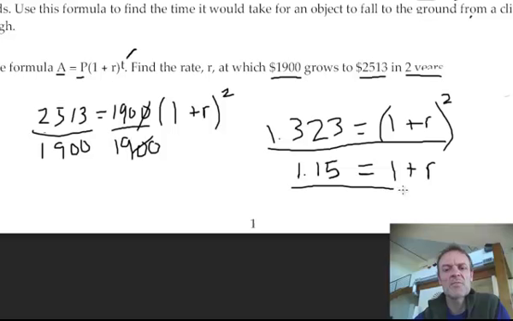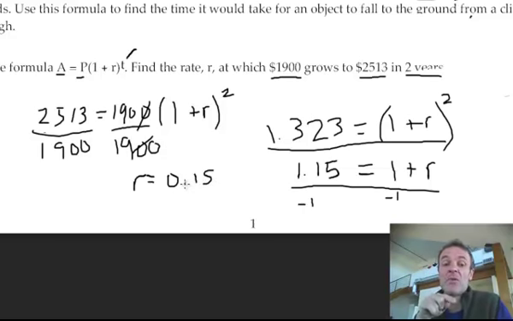I have got this. How do I get to r? The easiest bit of the lot. Subtract 1. Subtract a 1 from 1.15. r equals 0.15. Okay, 0.15. Now remember what that is as a percentage, that's a decimal, that is 15%. So the answer for this is the interest rate is 15%. Okay?